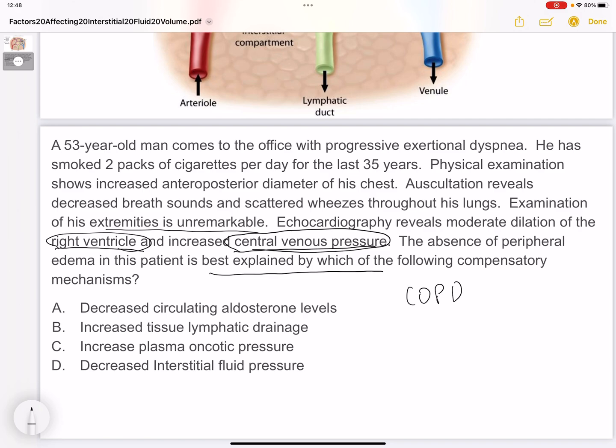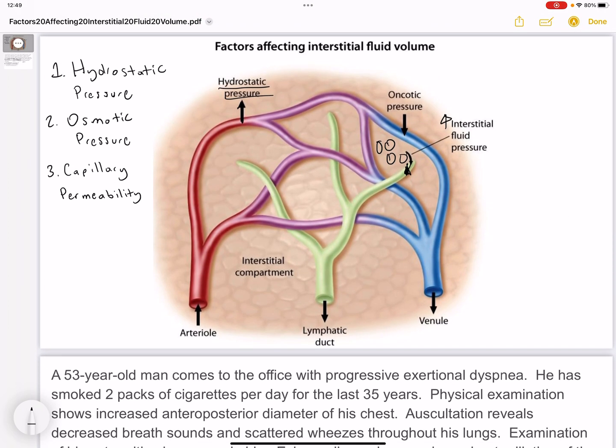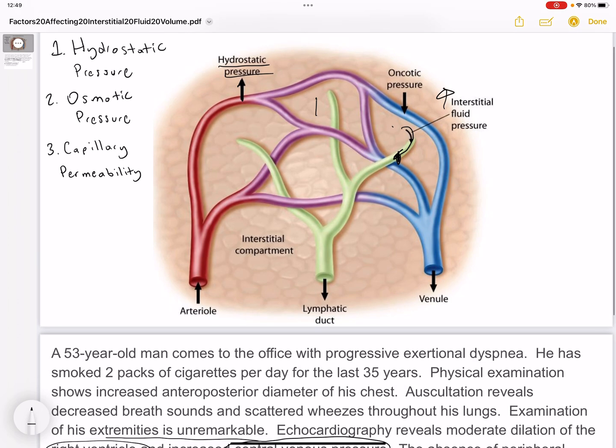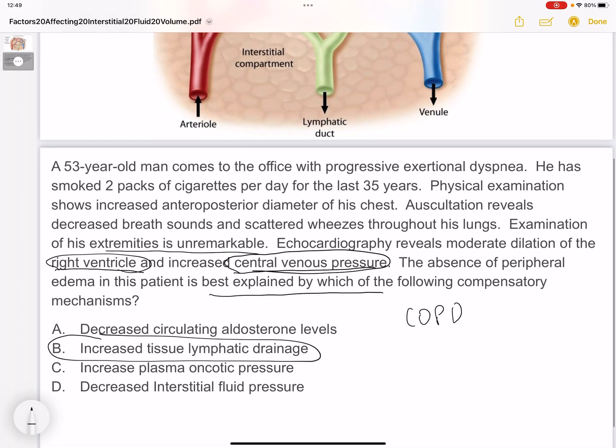And so our answer is going to be B, which is increased tissue lymphatic drainage. So initially, with right-sided heart failure, we can have an increase in fluid building up in the interstitial space. When the pressure in the interstitial space builds up, we can send that fluid into the vasculature through the lymphatic system. But over time, that is not going to be feasible.